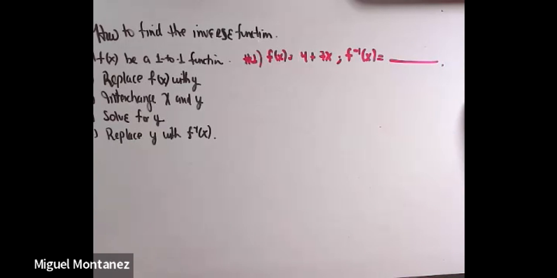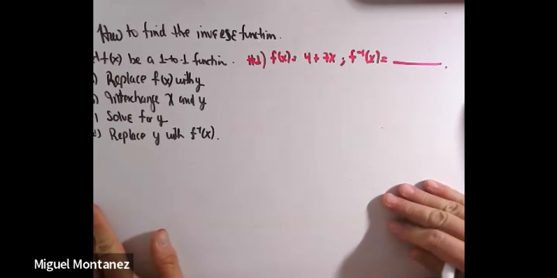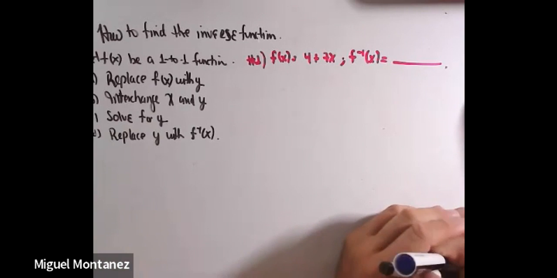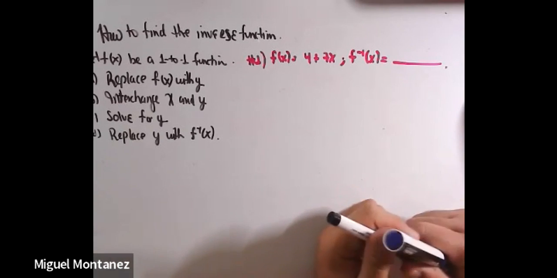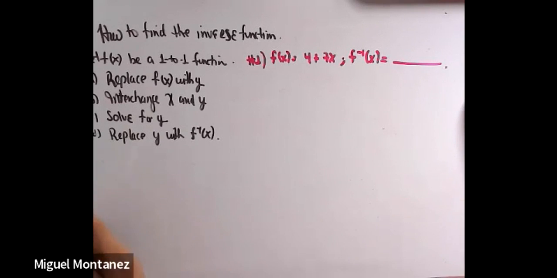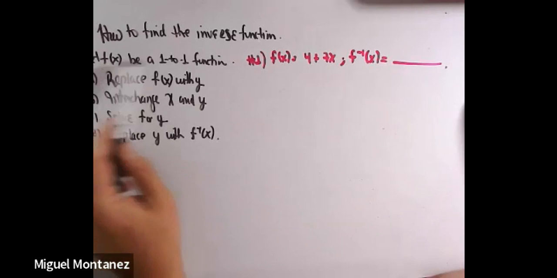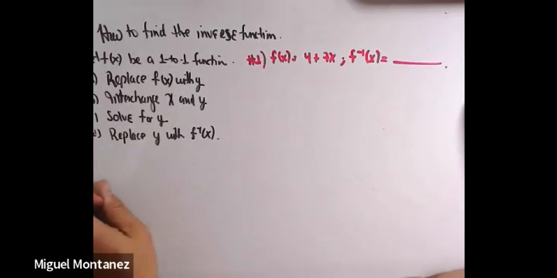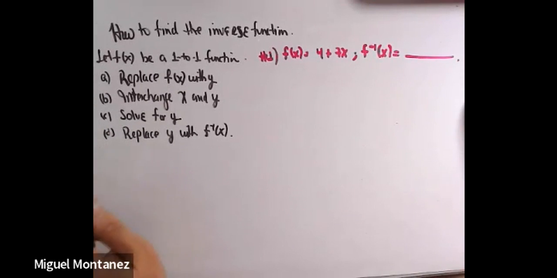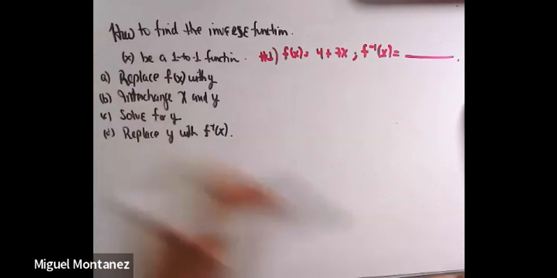Okay. The second type of problems is finding the inverse functions. And how do we find the inverse function? The procedure is straightforward. Of course, we need to assume that we start with a one-to-one function. So let f of x be a one-to-one function.